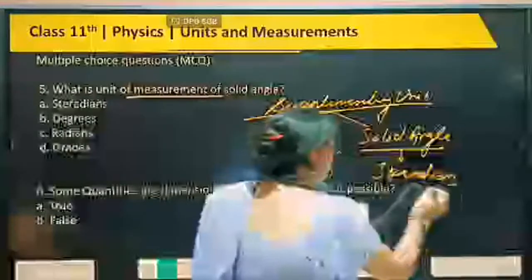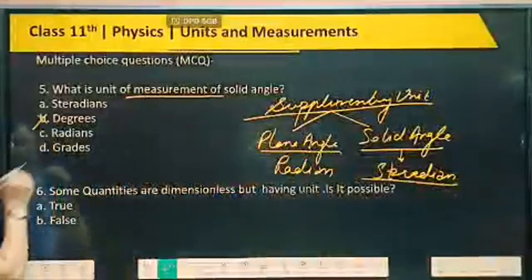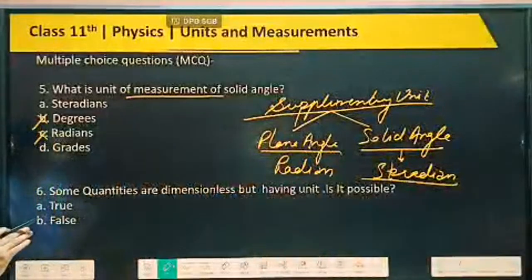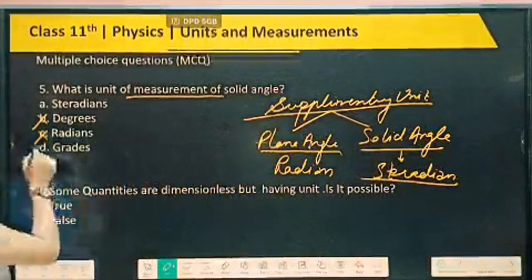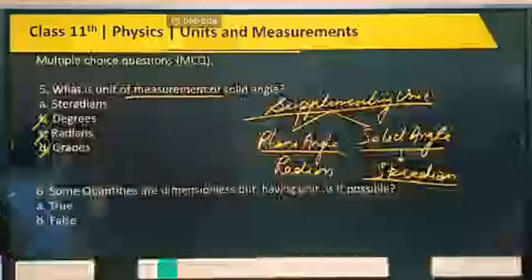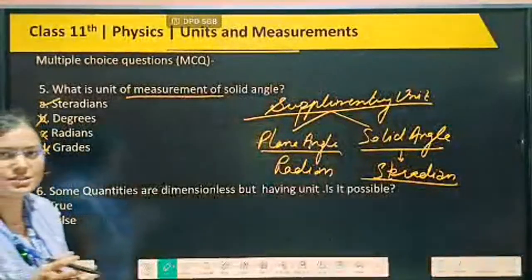The steradian. Which one is right? Degrees, that is wrong. Radian is not a unit of solid angle; it is a unit of plane angle. The last one, grade, is also not a unit of any quantity. So the steradian is the right option, as the unit of solid angle.